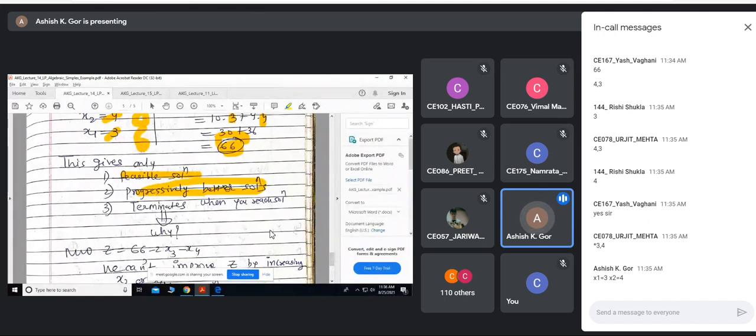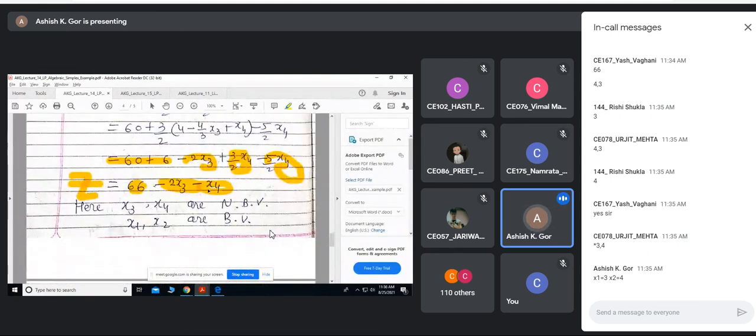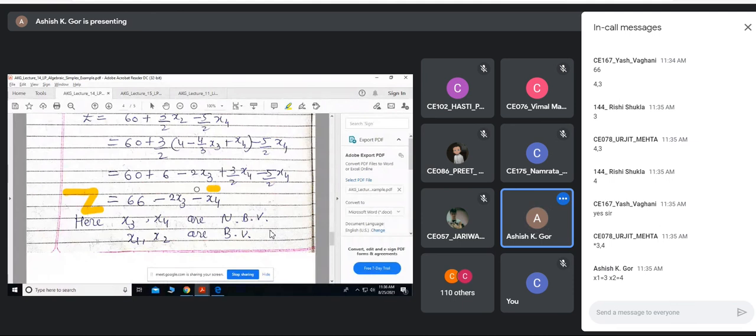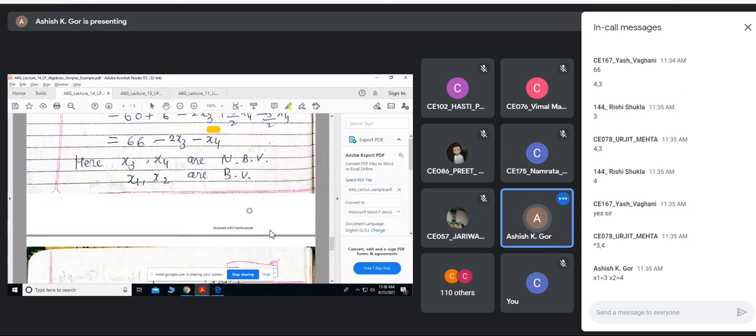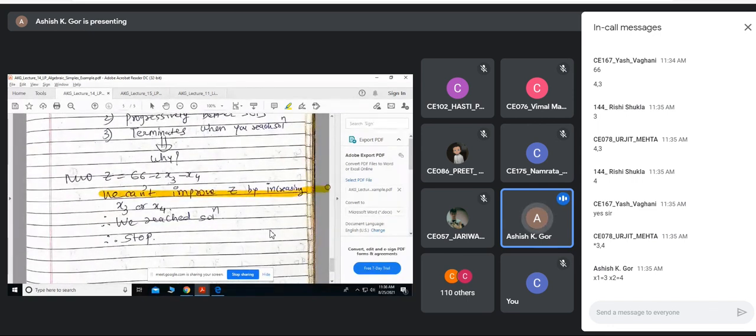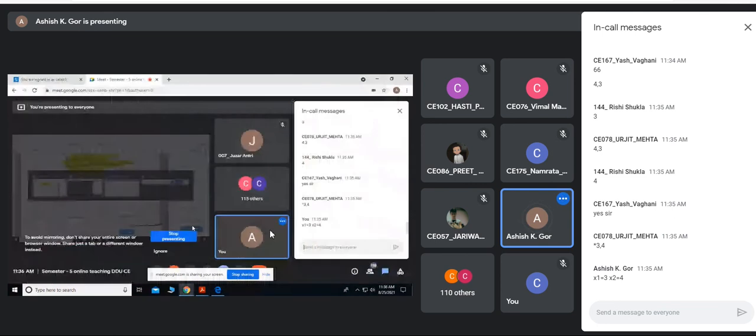It progressively finds a better solution. Always I found feasible solutions, right? And I terminated when I reached the solution, because now I cannot do anything. I told you the reason: in this Z, I can improve only if x3 becomes less than 0 and x4 becomes less than 0, which is not allowed. So there is no way to improve Z by increasing x3 or x4, which means I have reached the solution.